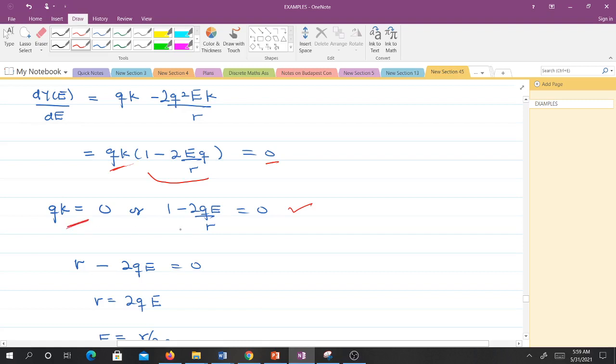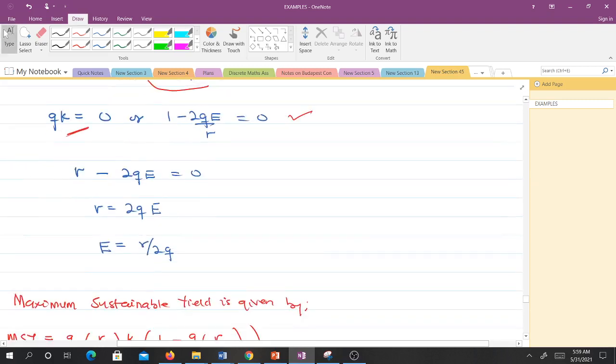This place will give us 0, and here we find E. So we have 1 minus 2 times Q times E over R equals 0. When we find E, we can multiply through by R, so we get R minus 2QE equal to 0. Then R will be equal to 2 times Q times E, and E will be equal to R over 2Q.